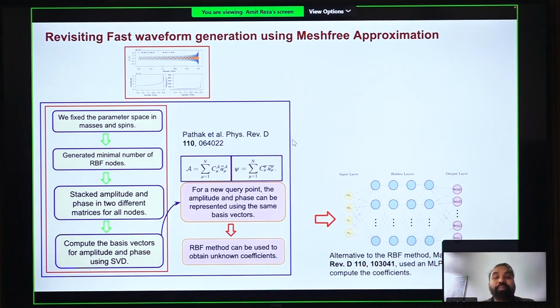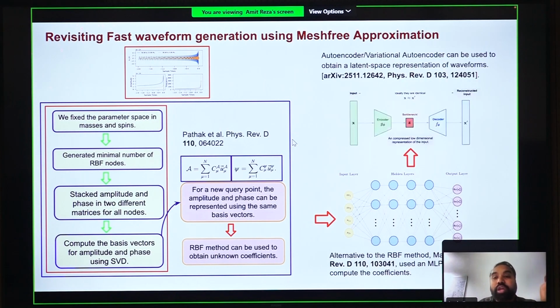The same approach can be replaced. Rather than using the RBF method for this interpolation to estimate the coefficients, you can use a simple multi-layer perceptron or deep neural network model to estimate the coefficients. So this is connecting your mass and spin components, and it is an aligned spin system. That's why mass 1, mass 2, and the z component. And then you can estimate the real and imaginary parts in terms of the coefficients. That's the way you can replace the RBF with a machine learning model, and that is the representation you can use as a first alternative to the classical method.